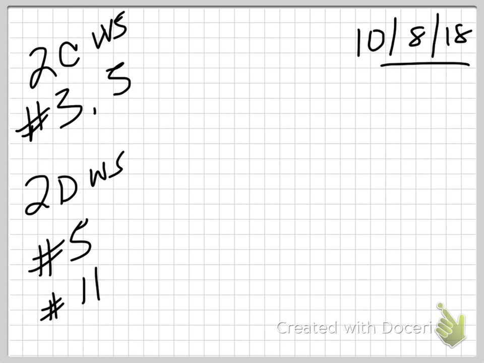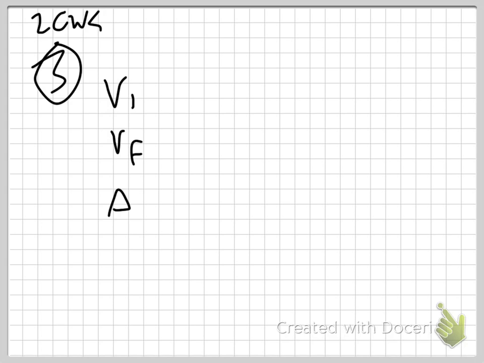So, what do we have? Here, I'll go to the next one. This is 2C worksheet number 3. We have VI, we have VF, we have delta X, and we would like delta T. Does that begin to look like any equation that you have on your note card? Where's my note card? I've lost my note card yet again. You got anything on your note card that resembles that?